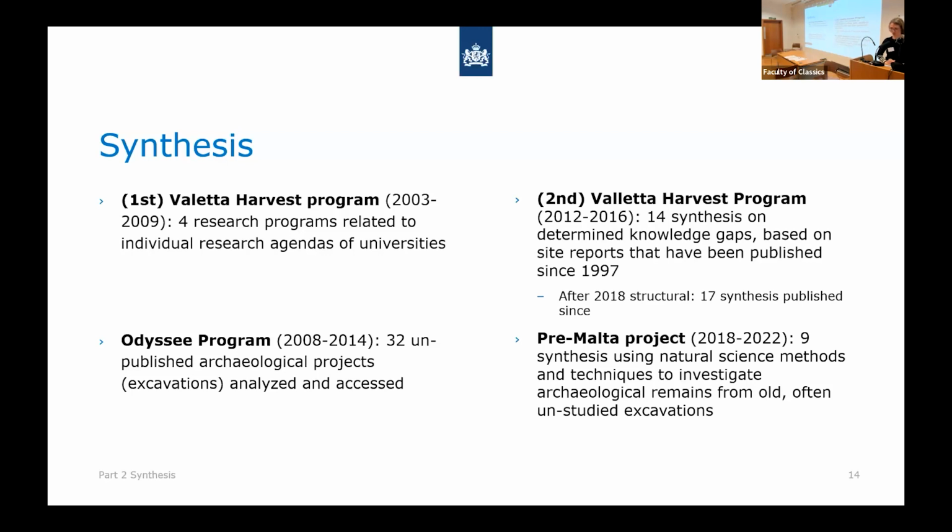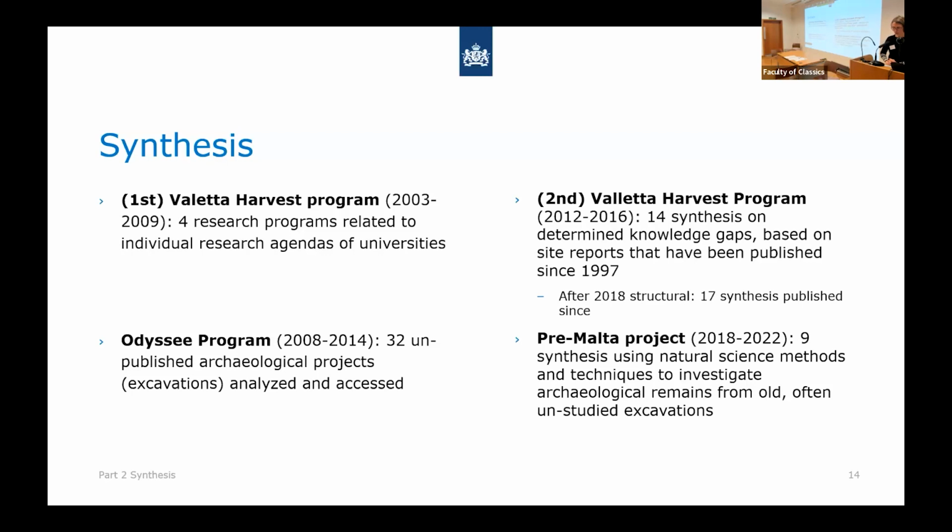The second Valletta Harvest project was launched in 2012 and had the same aim as the first one, namely to develop new knowledge and new ideas about the past by synthesizing the results of development-led archaeological research from the Valletta era. But this time a wider group of archaeologists could perform the research, and the subject of the synthesis was also chosen in a different way than before. I will tell you more about this on the next slide. Since 2016, the project has taken on a structural character, and now a yearly budget of €250,000 is available.